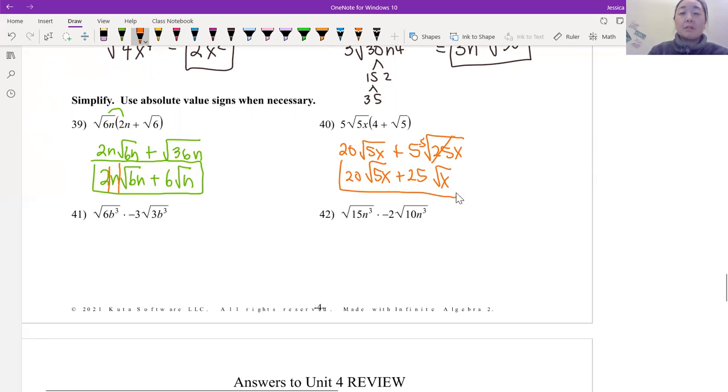No like terms or no like radicals. Well, we can still say like terms. So that's our answer. Do we need any absolute value signs? No, x is on the outside, so we're good.